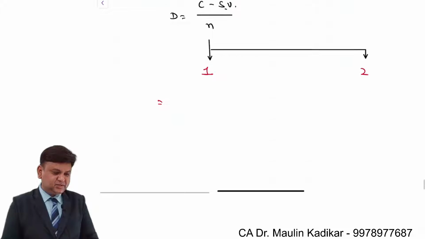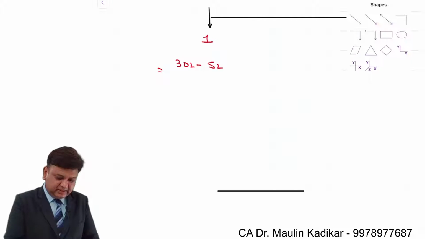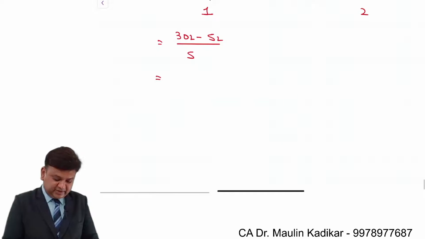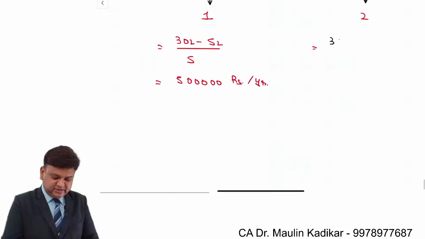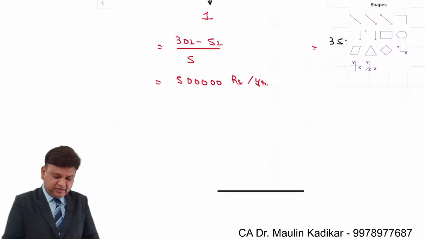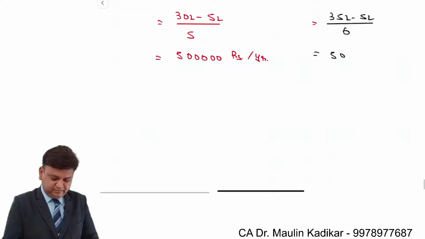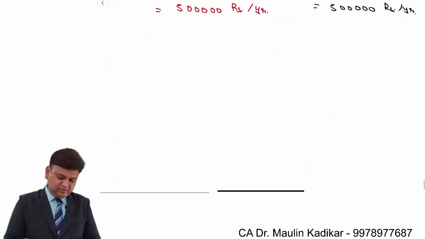For the first option it is 30 lakhs minus 5 lakhs divided by number of years 5. So 25 divided by 5, that comes to 5 lakh rupees per year. For the second option it is 35 lakhs minus 5 lakhs, 30 lakhs upon 6. That comes to 5 lakh rupees per year. This is the way the depreciation can be calculated for each of the options.